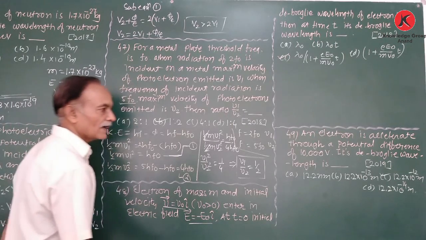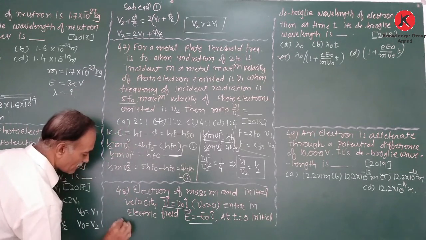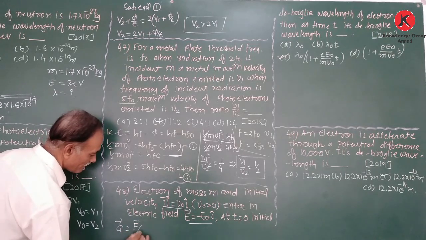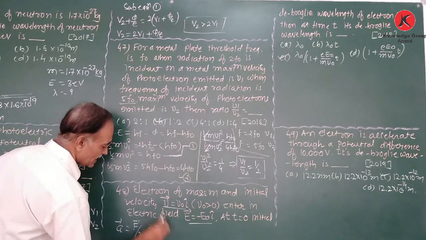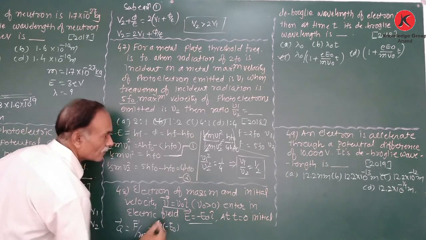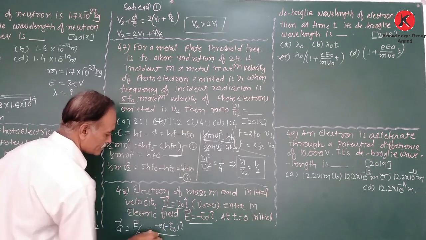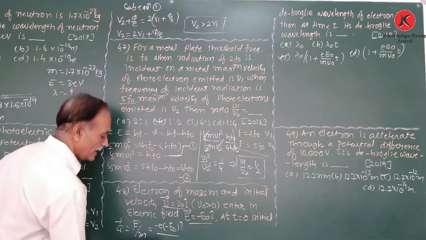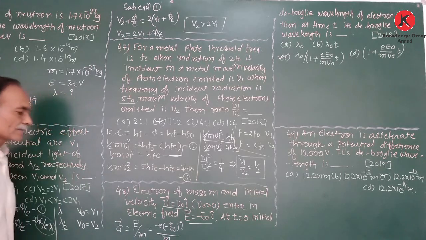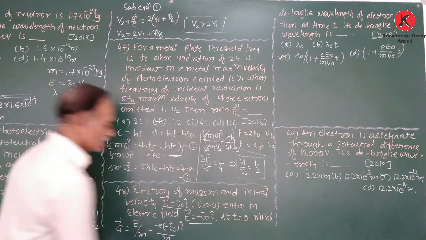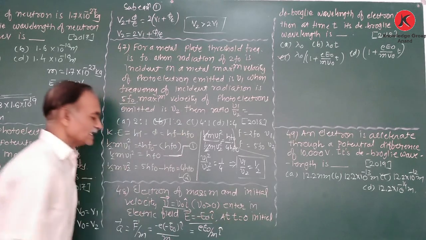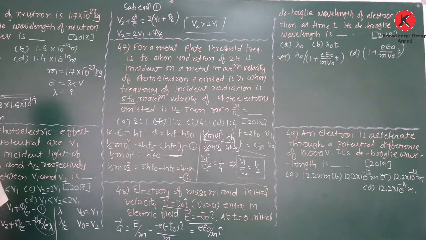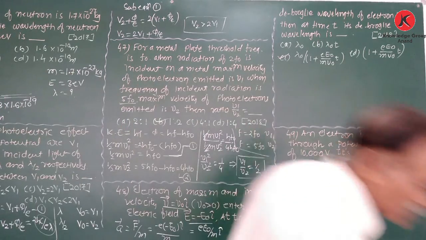Therefore, F = ma, or a = F upon m. Here there is the minus e E0 i upon m. So the acceleration is e E0 upon m. That is the value of acceleration. Now from the equation of motion for constant accelerated motion.